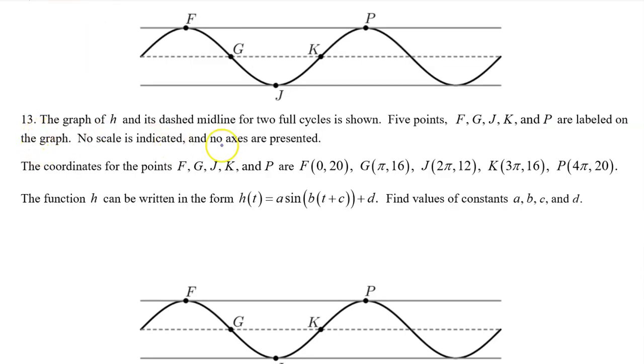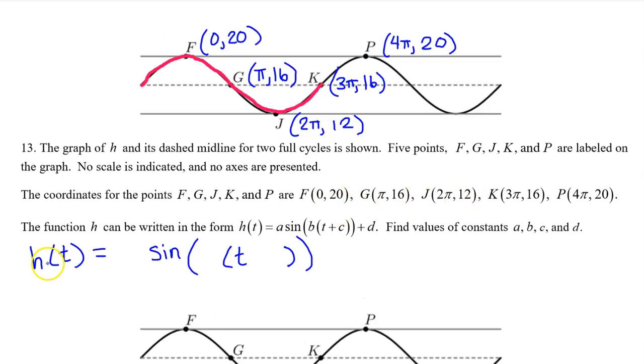Number 13 is the same problem with different input-output pairs. Let's again write an equation for h of t based on a period that is shaped just like the parent function y equals sine theta. In that case, the a value will simply be the amplitude, which is the maximum value minus the value of the midline. In this case, 20 minus 16 gives an a value of 4.